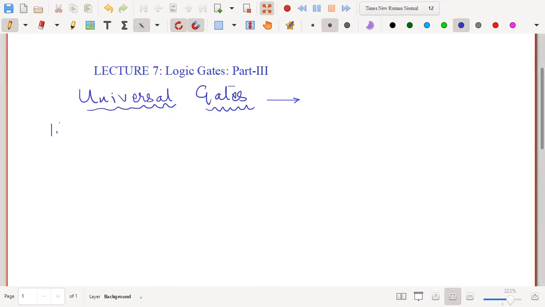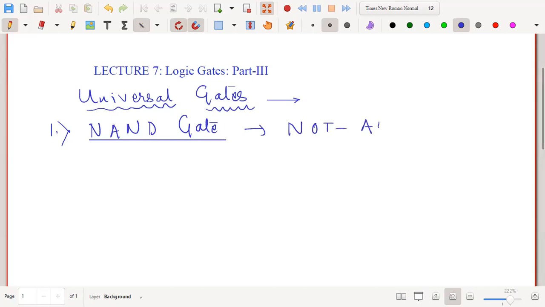The first one I will discuss is the NAND gate. So what is this NAND gate? NAND stands for NOT AND. It is the reciprocal of the AND gate, not AND. In short, this is known as the NAND gate.